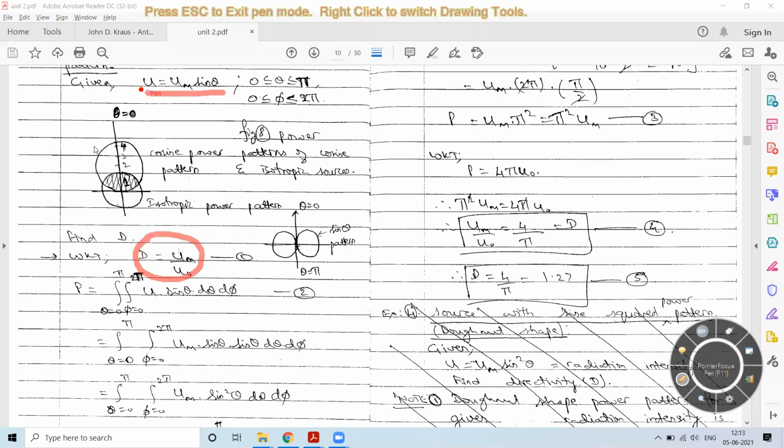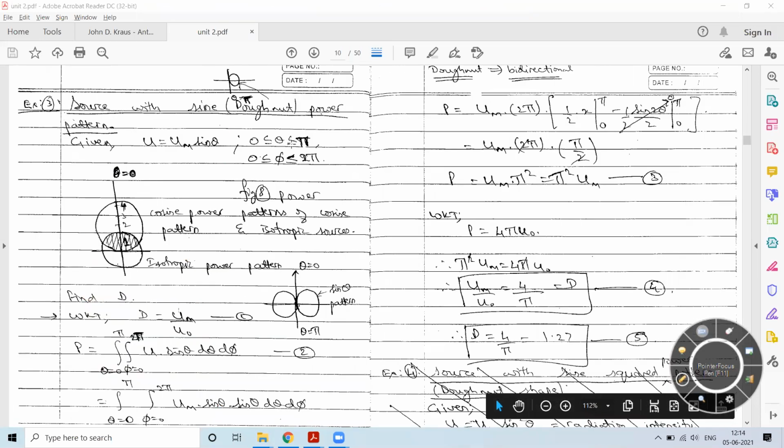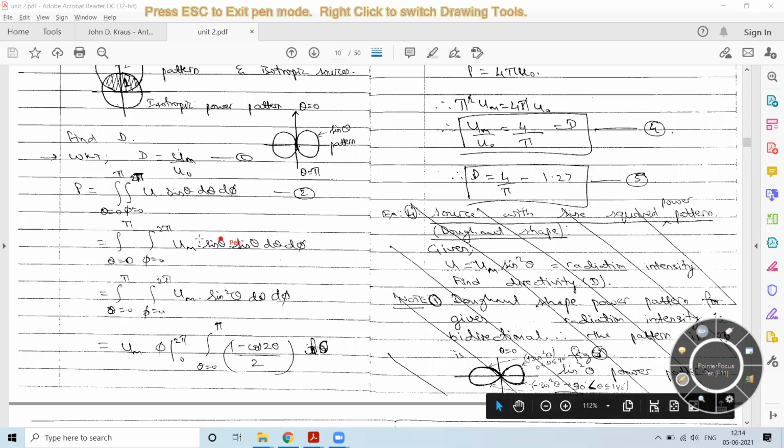So now I know the radiation pattern. I try to identify the total power using the power theorem, in which we integrate U with respect to the solid angle, d omega, which is sine theta d theta d phi. For this case, theta is in the range of 0 to pi and phi is in the range of 0 to 2 pi. So we substitute those limits and simplify the equation.